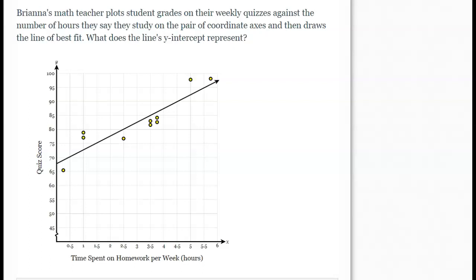Okay, so 0 would be over here along the x-axis, because you go 1, half an hour, and back means 0, and up to between 65 and 70. So with 0 hours spent, you would get a score around between 65 and 70, possibly lower. So let's look at what our choices are.